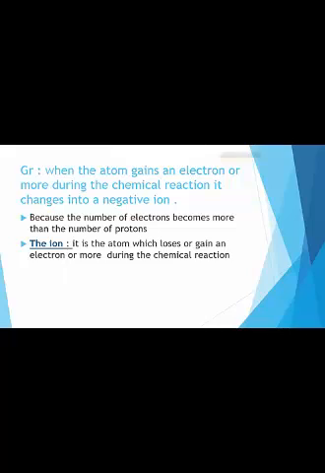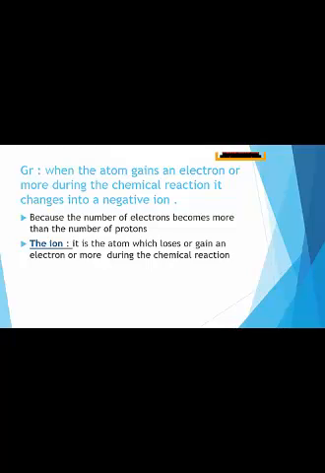There is an important question. Give reason: when an atom gains 1 electron or more than 1 electron during the chemical reaction, it will be changed into a negative ion. Why? Because the number of electrons becomes more than the number of protons. On the other hand, we can say the number of protons will be less than the number of electrons. So the number of positive charges will be less than the number of negative charges, so it is a negative ion.